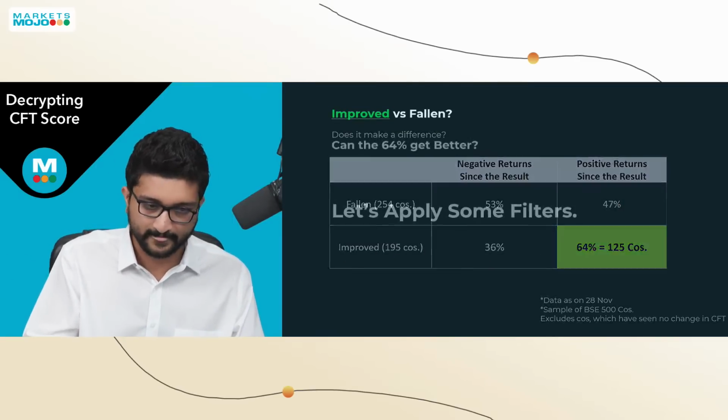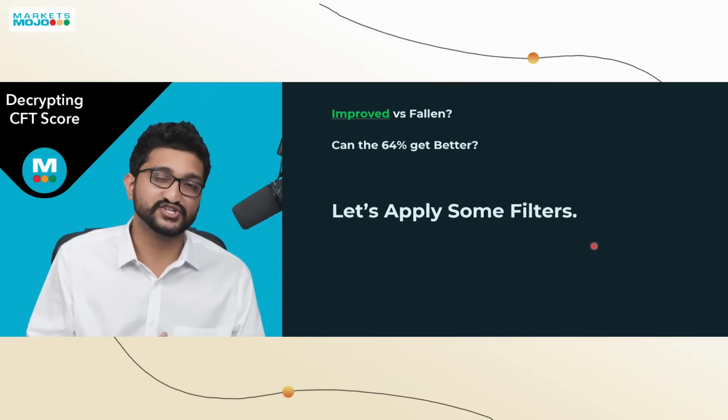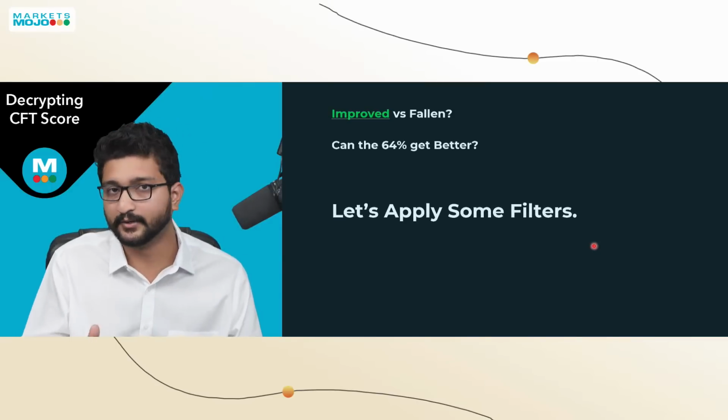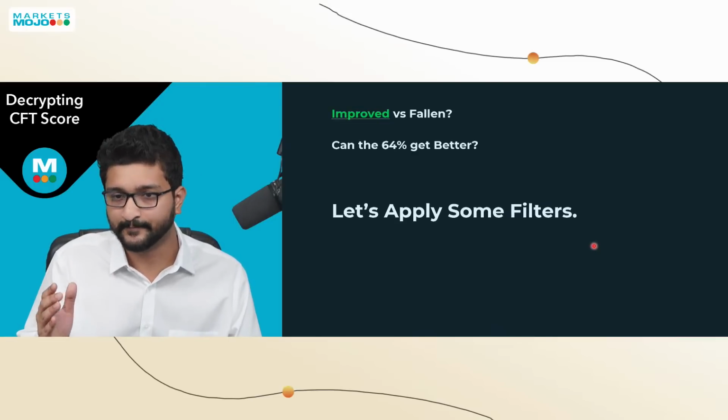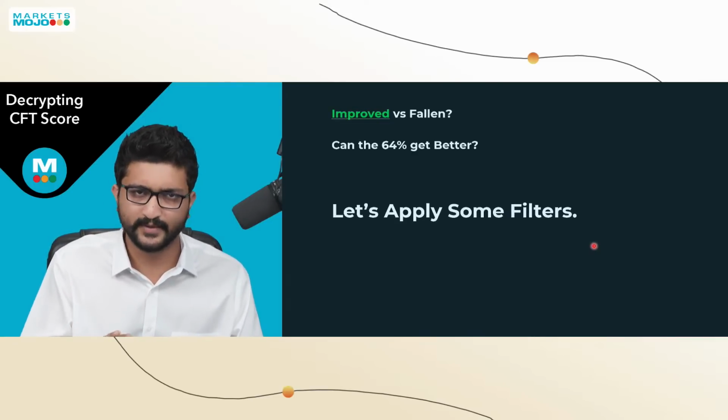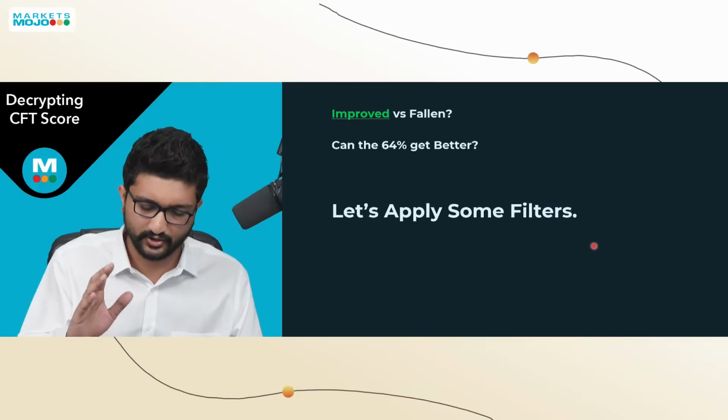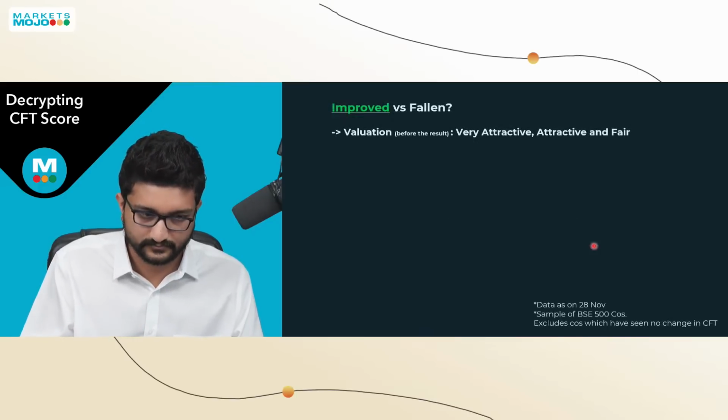Now the main question: can the 64% actually get better? You know, I'm not happy with 64% and neither should you be. Can this 64% get better? Let's apply some basic filters. I won't apply many filters. Two basic filters, and I'll take you all across the same.